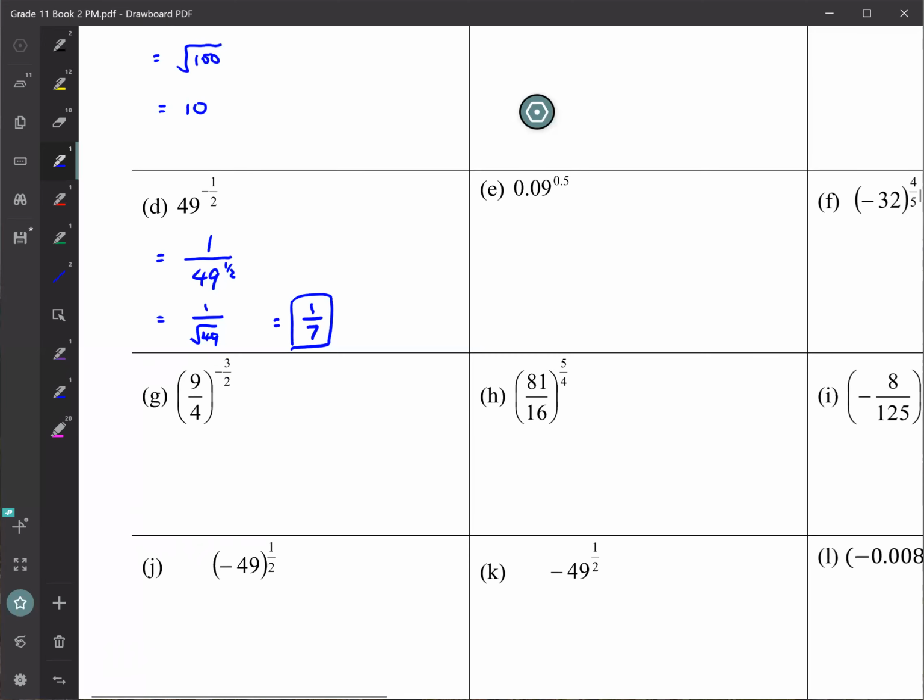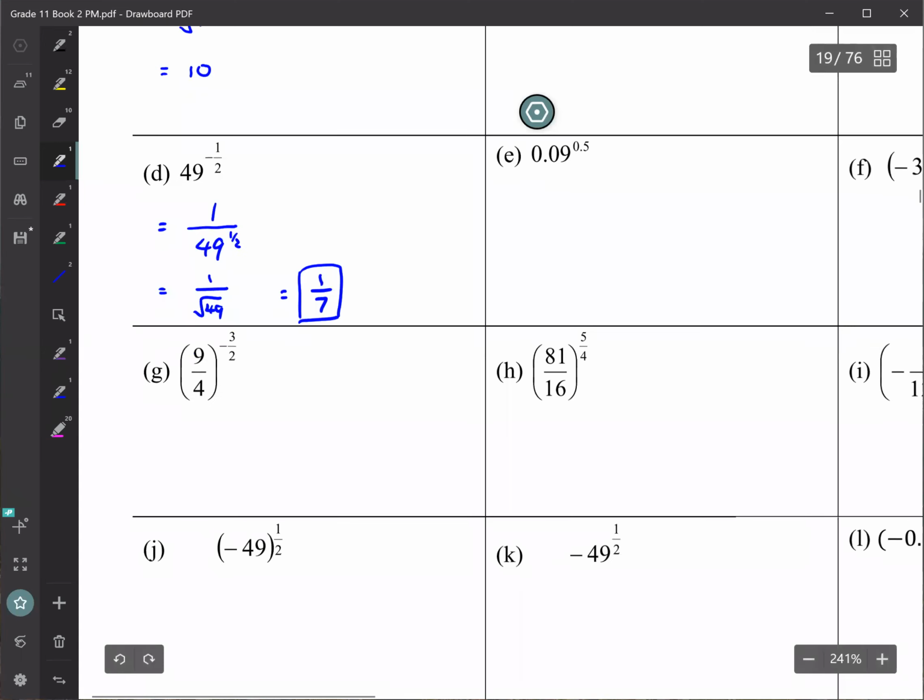Okay, question G. Marcus, can you help us with how to do this one? Would it be you have to flip it? Okay, so what do I write? Wouldn't it be like 9 to the 2/3 over 4 to the 2/3? Do you flip the exponent?